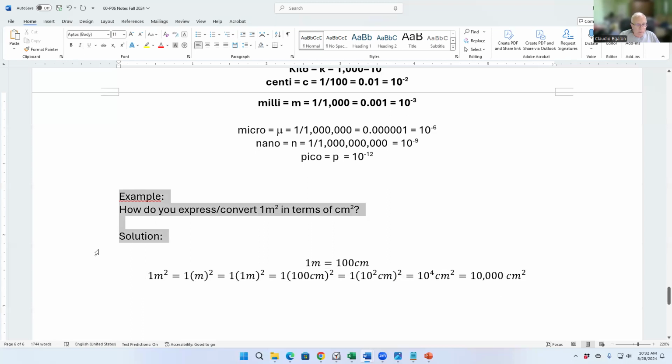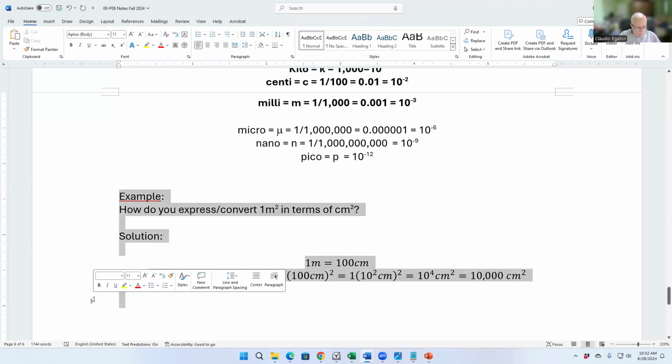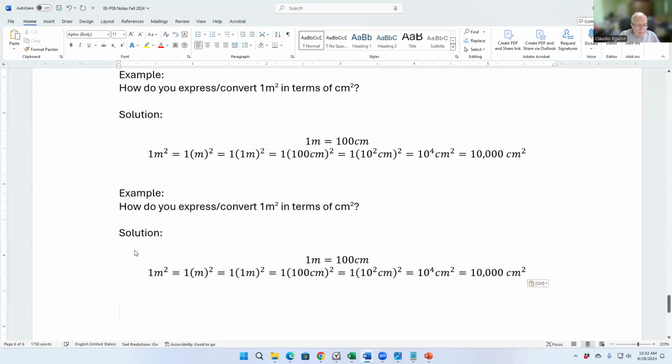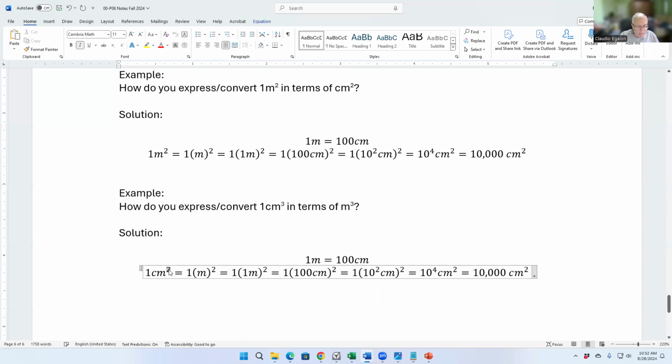You can do the same if you want to go in the other direction, right? How do you express, let's say, 1 cubic centimeter in terms of cubic meters? Now it's all the way around, right? I want 1 cubic centimeter in terms of cubic meters. So we start with cubic centimeters right here.